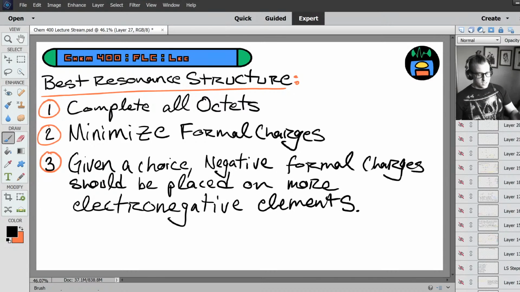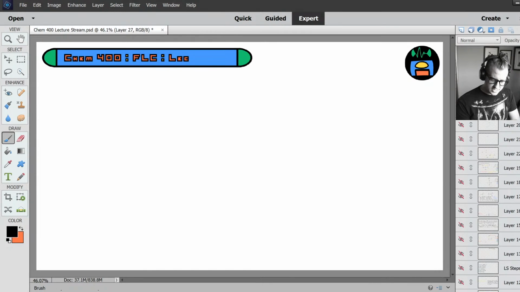All right. These are the three things that you want to analyze for when determining the best resonance structure for your molecule. Let's put this into practice. Let's draw the Lewis structure for, how about ClO2, chlorite.